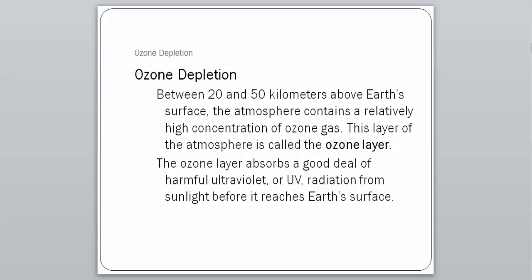Between 20 and 50 kilometers above our Earth's surface, the atmosphere contains a relatively high concentration of ozone gas. This layer of the atmosphere is called the ozone layer. The reason this layer is important is because it absorbs a good deal of harmful ultraviolet, or simply UV, radiation from sunlight before it reaches our surface. Being overexposed to this UV radiation is a big cause of skin cancer. The sun produces a great deal of it, and our ozone layer protects us from this harmful radiation.